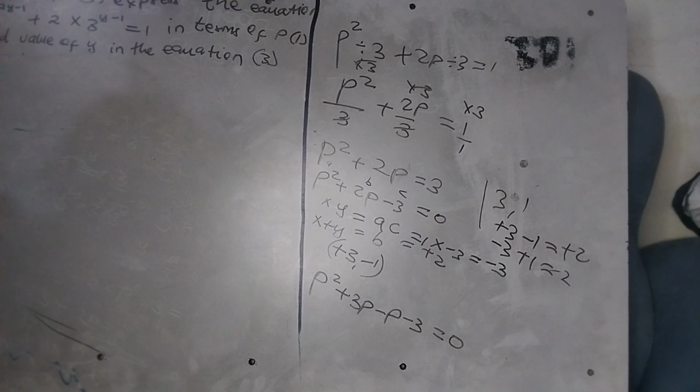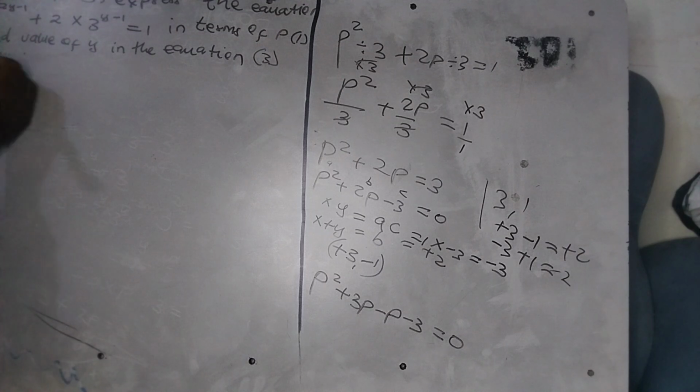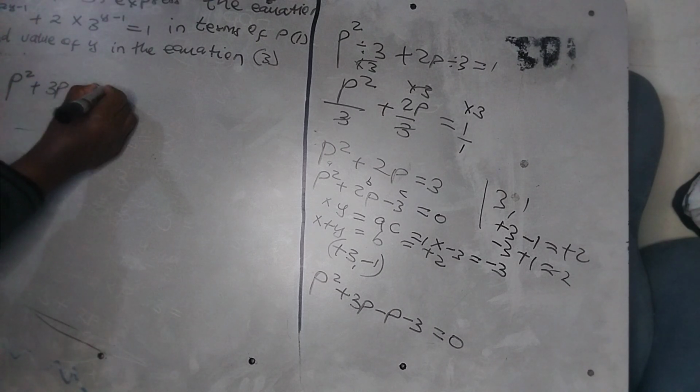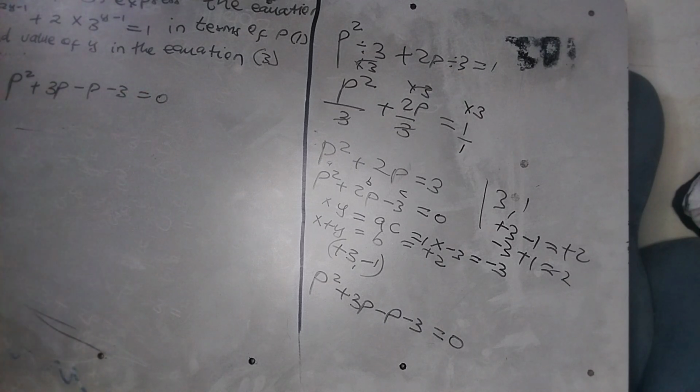Now we have an equation that says p squared plus 3p minus p minus 3 gives us a 0. Generate expressions from every 2. What do these 2 share? They are the knowns. P squared and p share p. But p squared has no number before it. So the only thing the 2 share is p.